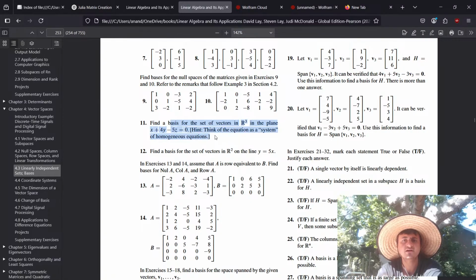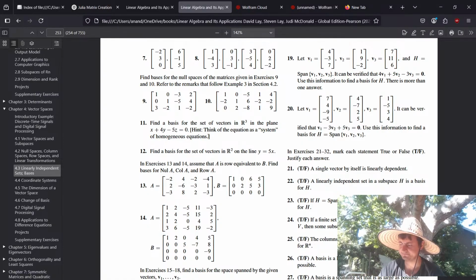Find a basis for the set of vectors in R3 in the plane x plus 4y minus 5z. Okay, so problem 11. Find a basis for vectors in R3 in the plane x plus 4y minus 5z equal to 0.